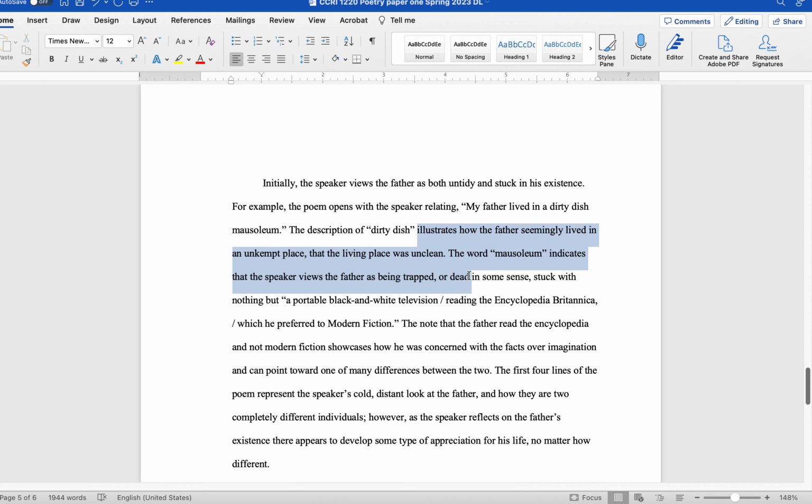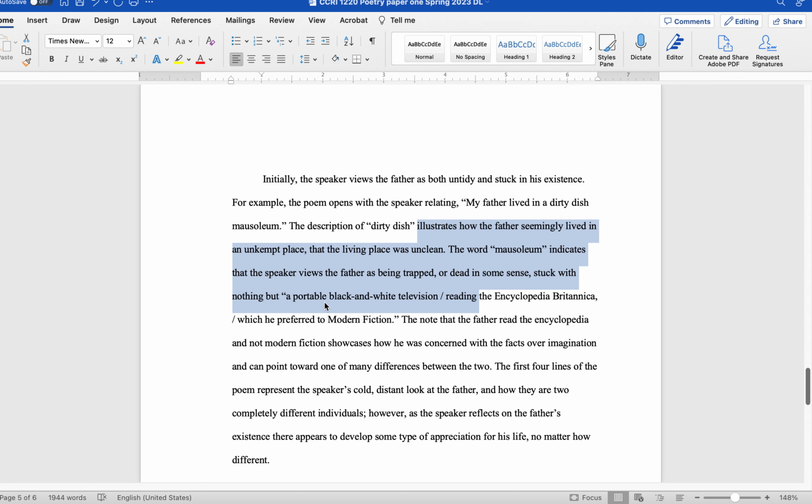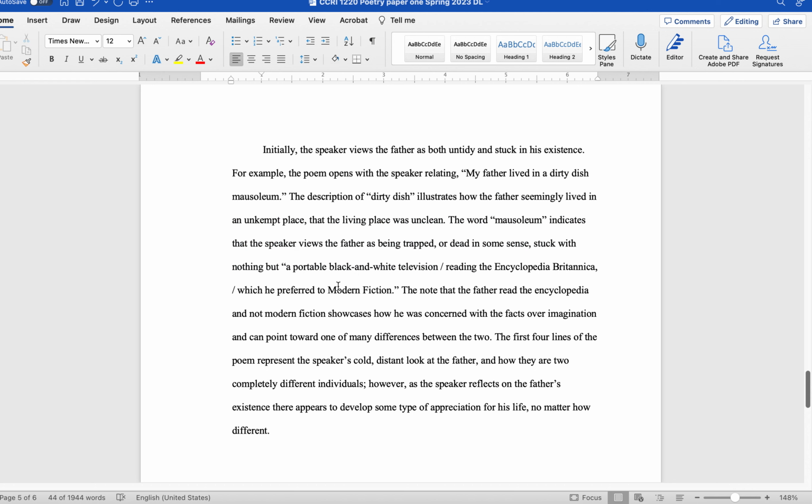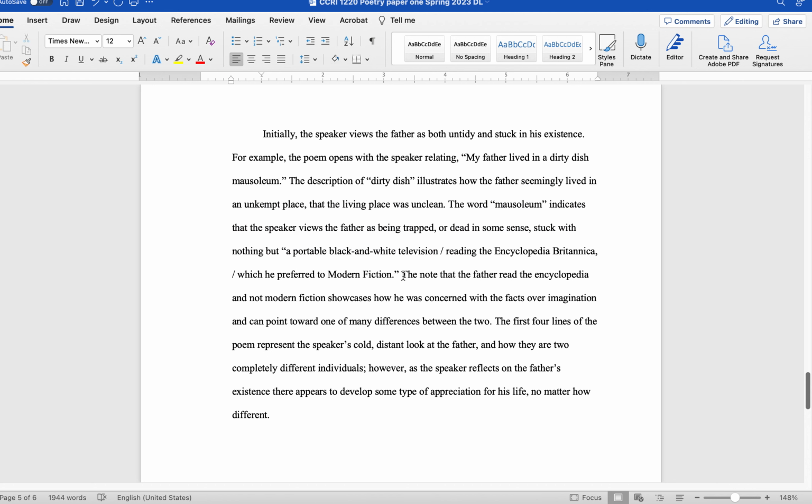The word mausoleum indicates that the speaker views the father as being trapped, or dead in some sense, stuck with nothing but a portable black and white television, reading the Encyclopedia Britannica, which he preferred to modern fiction. So I have another quote here. And I'm analyzing the quote. So you have your main idea, evidence, analysis.